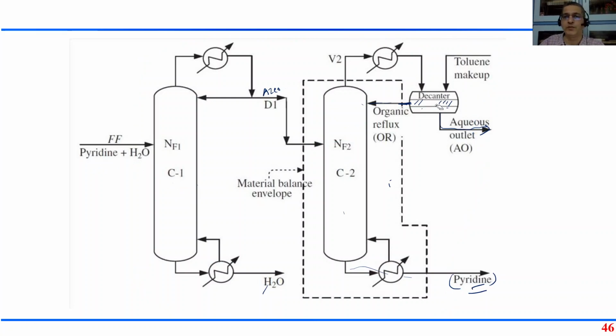So if we are having two phases inside the column, we better use a tray column so that we can have a good mixing between the vapor and both the liquids, so that we can get a nice vapor liquid equilibrium between the two liquids and the vapor.